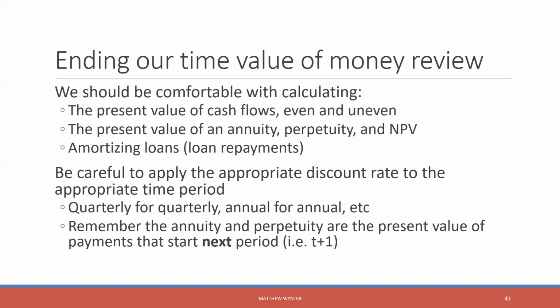Remember, it's no different than us taking an annuity. The only difference is that we know the present value and we're trying to solve for the C. How much are we going to be paying? We want to be careful to apply the appropriate discount rate to the appropriate time period. So if I've got an annual rate, but I've got quarterly compounding, I know I've got to get this thing quarterly. If I've got an annual rate and I've got monthly compounding, I've got to get this thing monthly. Remember, the annuity and perpetuity are present value for payments that start next period, period T+1.